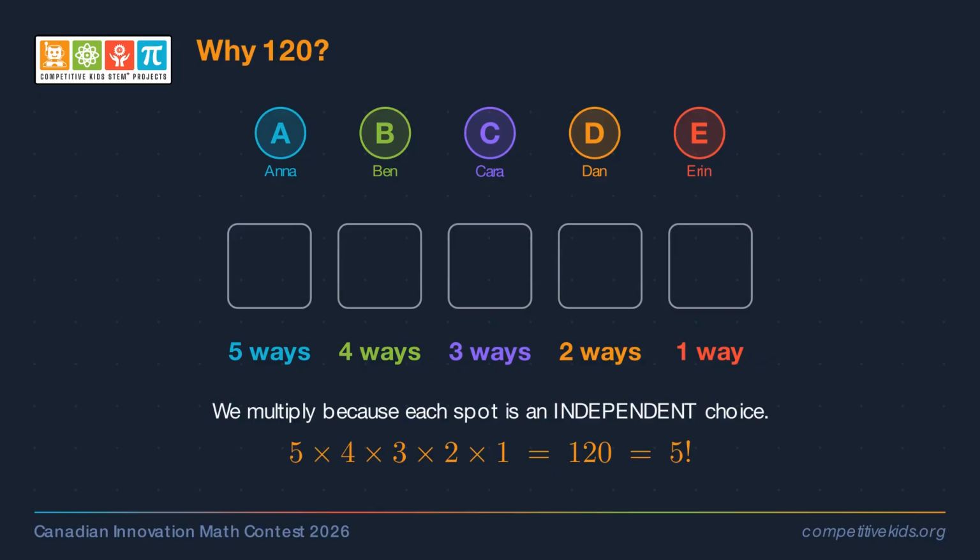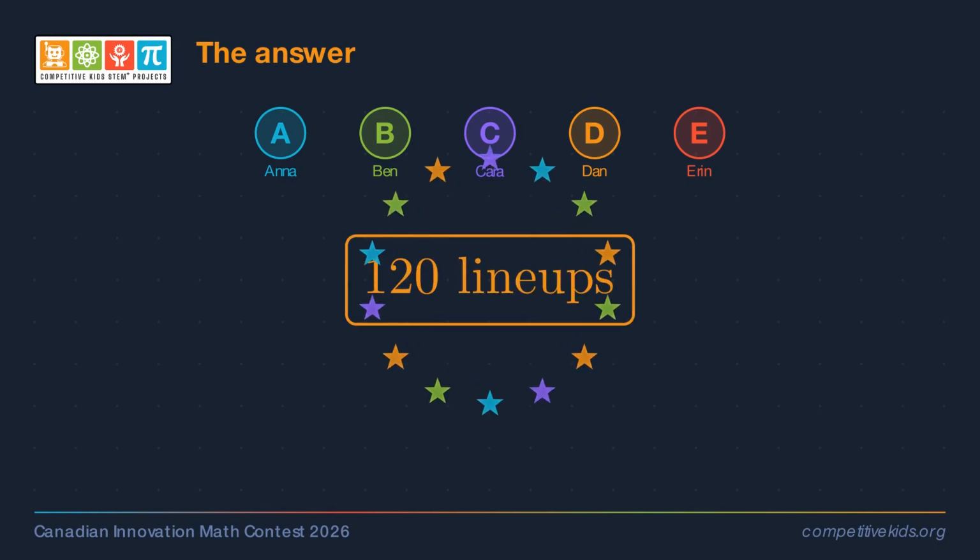For every choice in the first spot, we have 4 ways for the second spot. So far, 5 times 4 equals 20 different starts. For each of those starts, 3 ways for the third spot, and so on. Every layer multiplies on top of the last. That is how we get 120 lineups so quickly. The answer is 120 lineups.